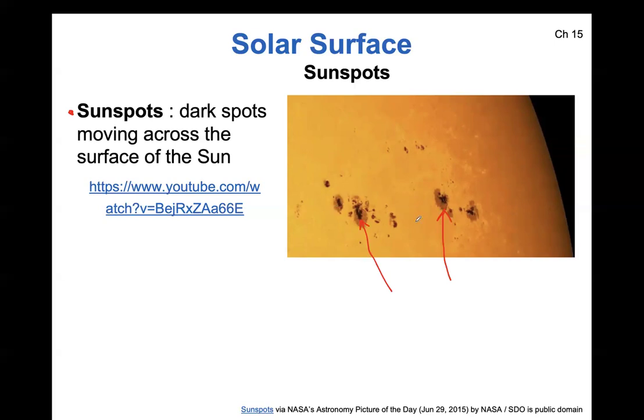Okay, just dark spots, usually in clusters, that move across the sun. They don't really stay in place. They move gradually, at a rate of a few, like if you track them over hours, you would notice a change.